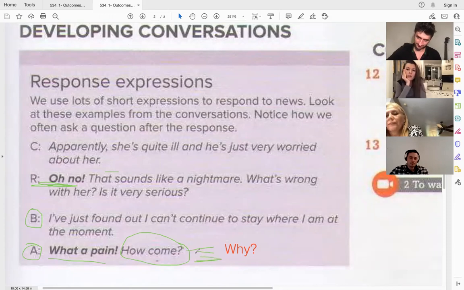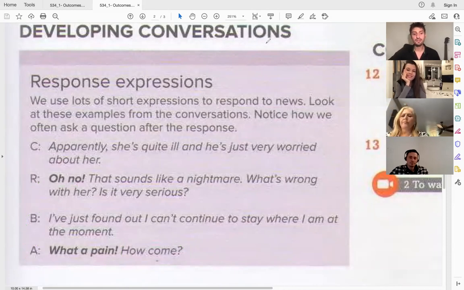Is that an American way? British too. Both. We use it a lot in America, but in Britain they use it a lot too. So it's both British and American English. But it's nicer. Why is a little bit too aggressive sometimes. You can say, how come you are sick? But normally it's, why are you sick?